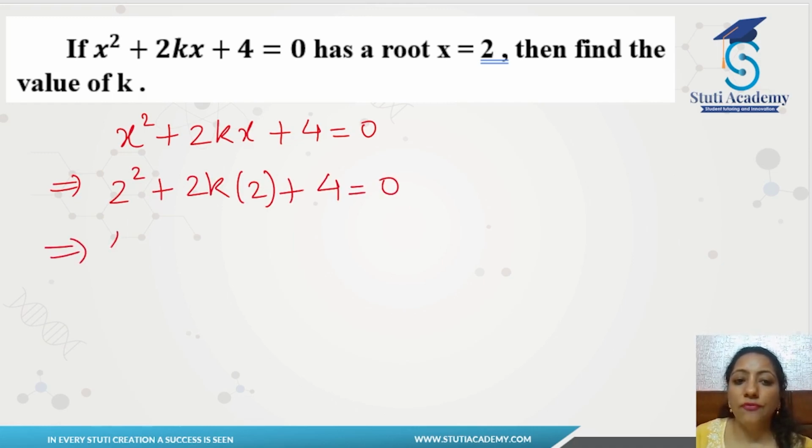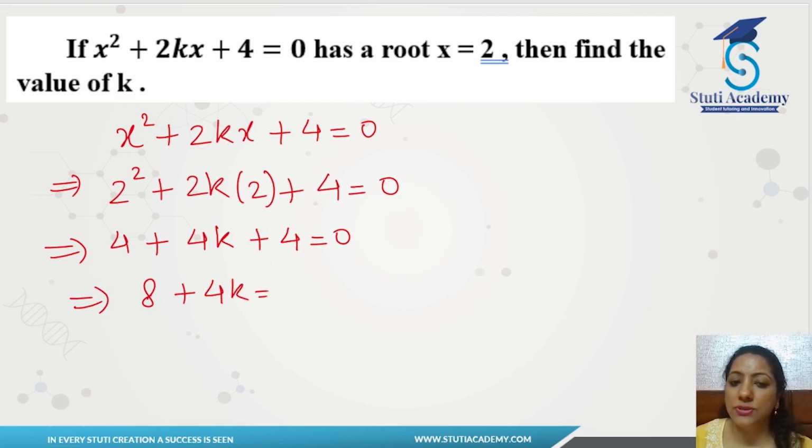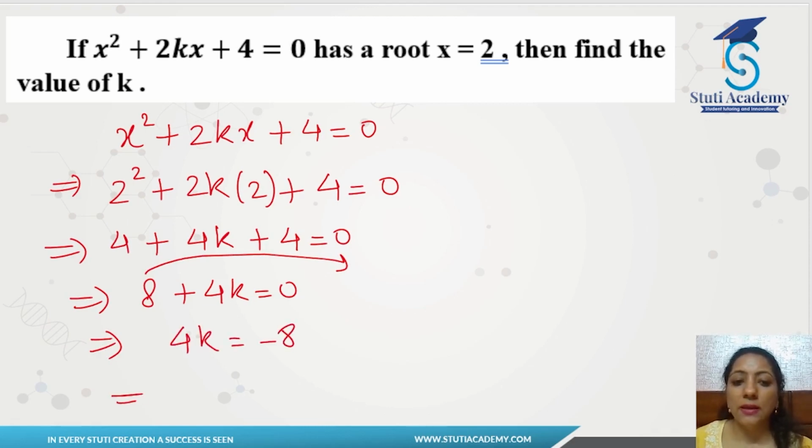So we have 4 plus 4k plus 4 is equal to 0. That means we have 8 plus 4k is equal to 0. This 8 will go on the other side. We will get here minus 8. So we have 4k equal to minus 8. That means we have k is equal to minus 2. So the required value of k here is minus 2.